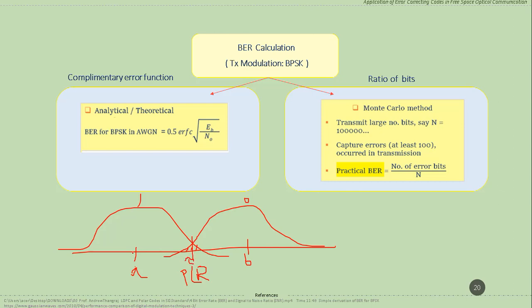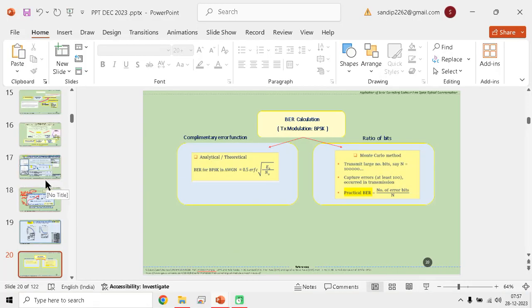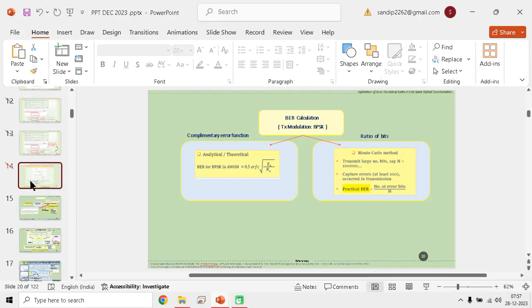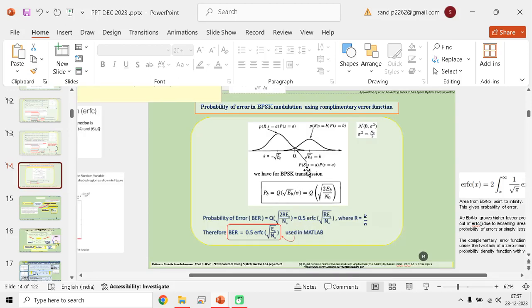So if the received random variable has crossed this side, probability of error will be given by the probability of error of this bit and probability of error of this bit. So to show this, I have saved that part which is here.